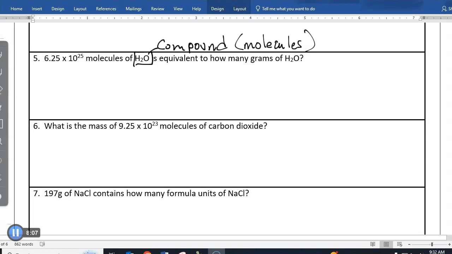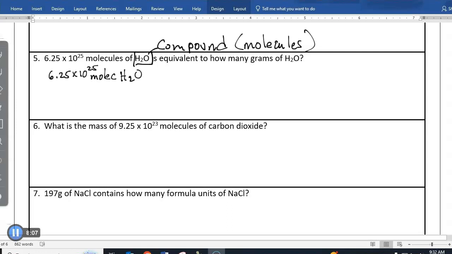So we start with the same thing. It's the same process, okay? 6.25 times 10 to the 25th. Guys, you should not be confused. I'm going to abbreviate molecules as molec here. It's a little shorter. Don't just stop at mole.